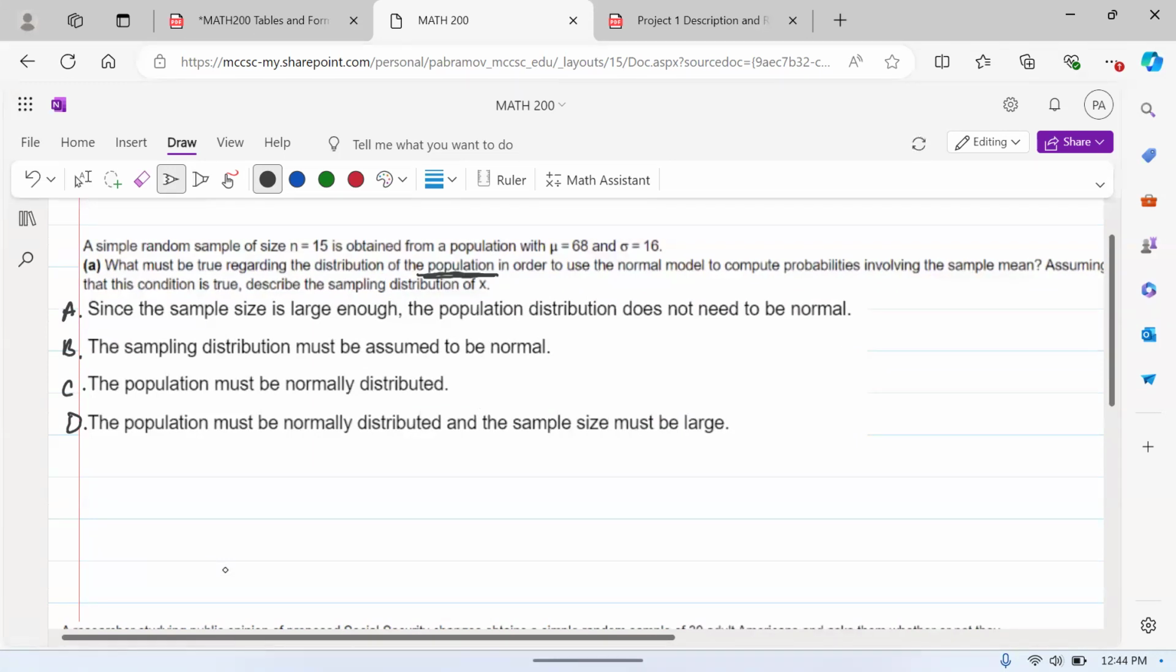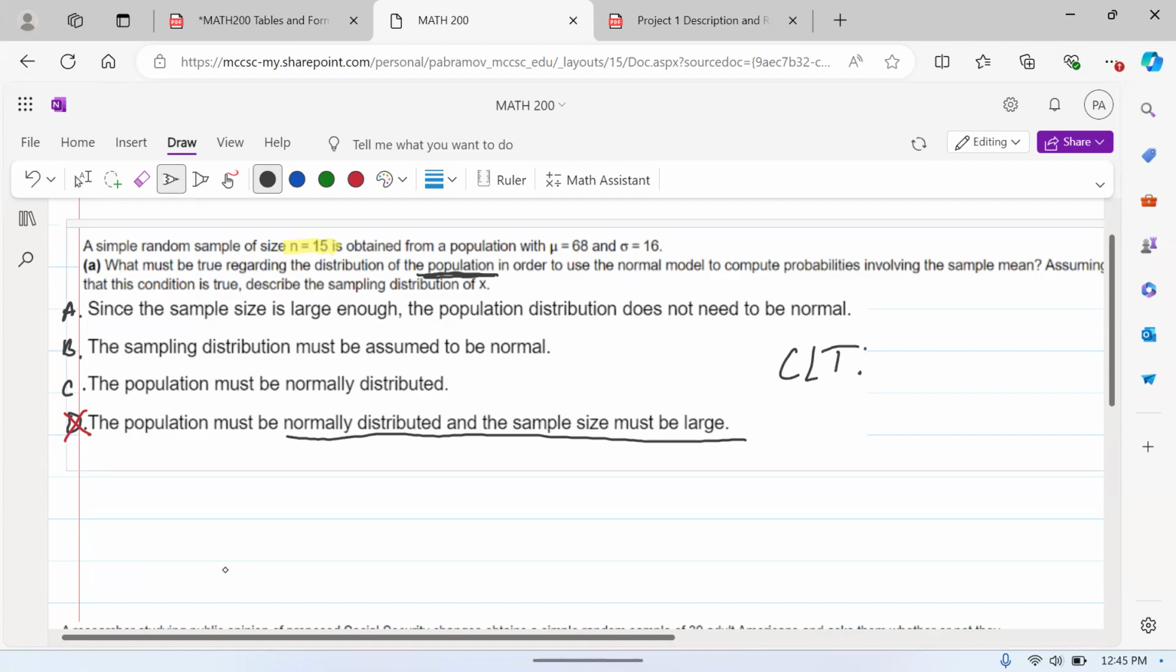And I think a lot of people said that the population must be normally distributed and the sample size must be large. So that was a very common answer, but unfortunately that answer is close, but it is not correct. So first of all, the first thing that stands out is the fact that the sample size is 15, which does not satisfy the central limit theorem. Remember that the central limit theorem states if the sample size is greater or equal than 30, then our sampling distribution is approximately normal.